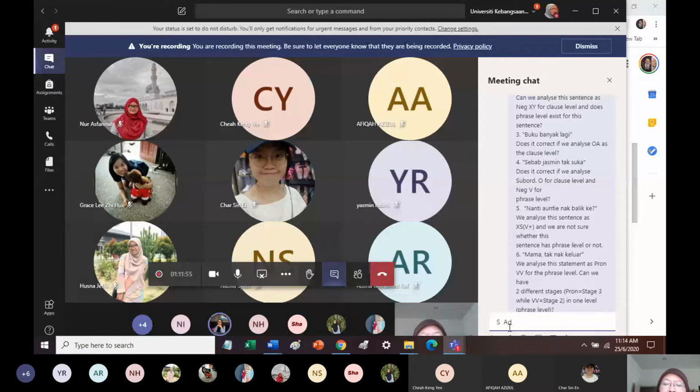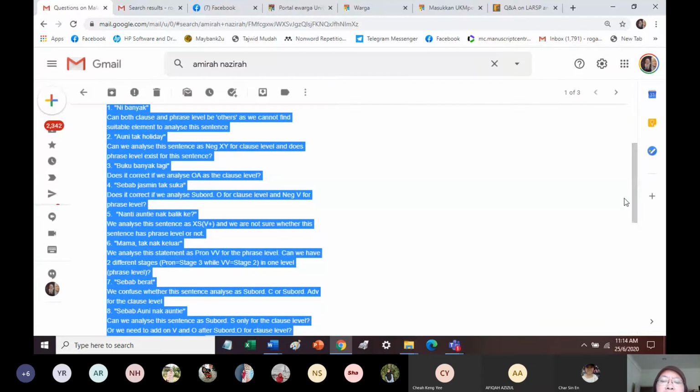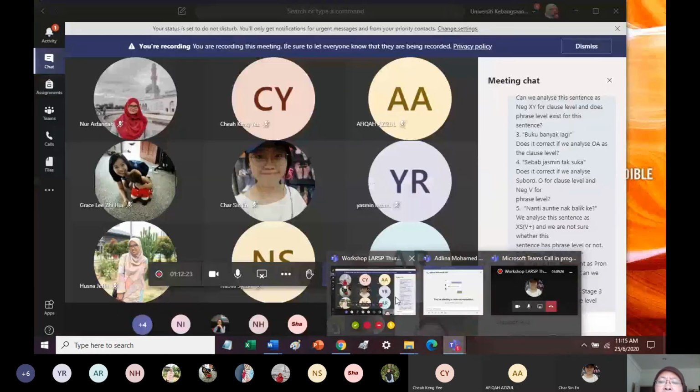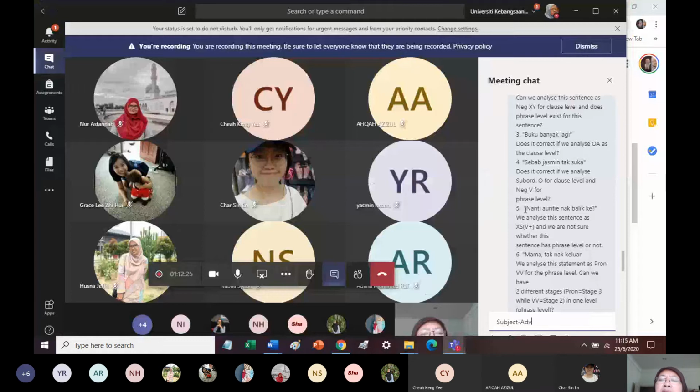Jawab dekat tu lah, you can follow bila after this properly lah. Subject V. Sorry. Subject A. Subject A adverbial SA. Then clause level, phrase level dia tak ada masalah lah. Phrase level tu sebab dia satu-satu perkataan je. So tak ada combination, tak ada lah.